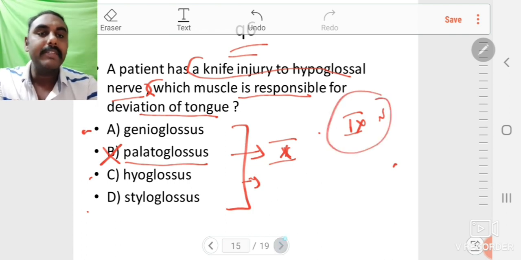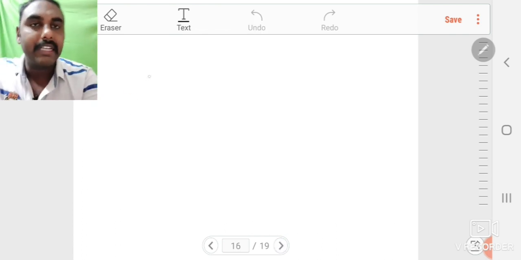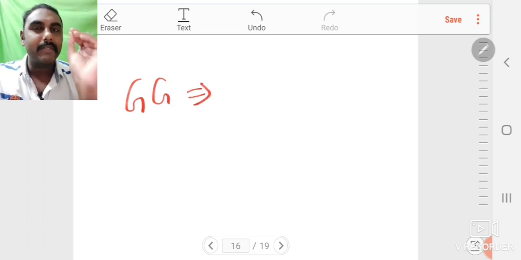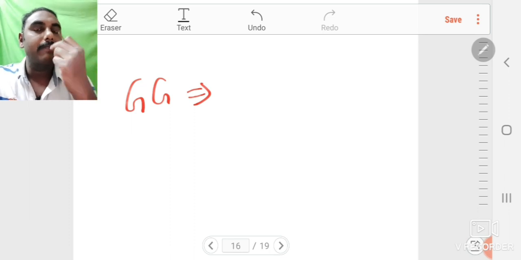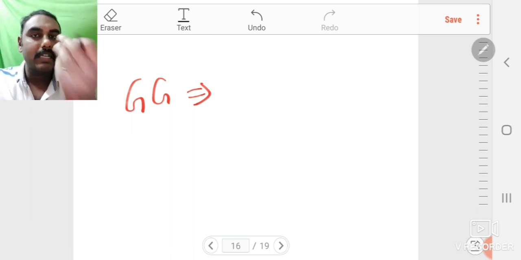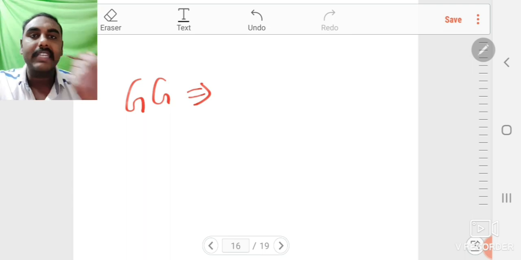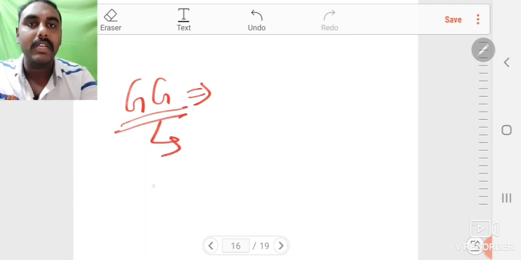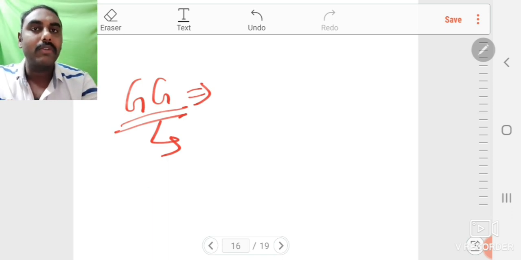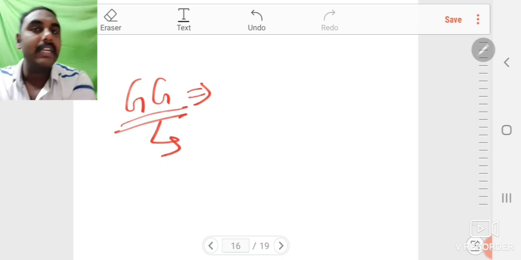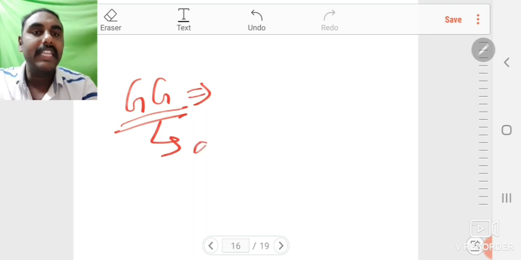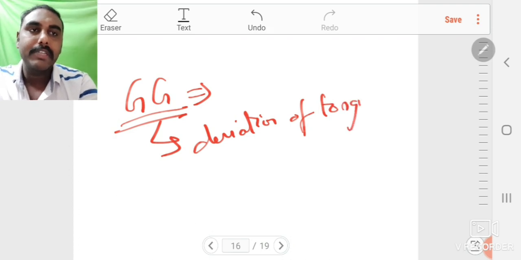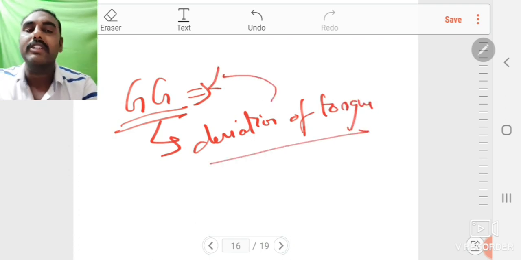So what is the main muscle of the tongue which is responsible? What is the function of genioglossus? It is the major bulk of the tongue. The main action of the genioglossus is protrusion of the tongue. If the genioglossus on one side is involved, the tongue will get deviated to the other side. So deviation of tongue is because of paralysis of the genioglossus muscle.